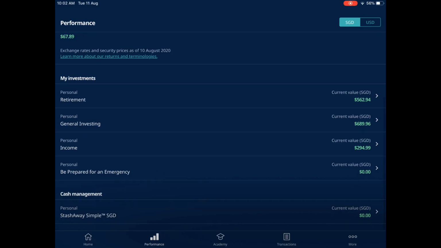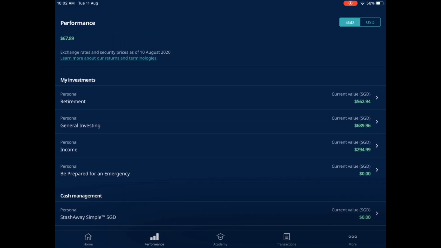So you can see my investments as well. My losing portfolio is the income one, which is mainly on SG REITs, but of course I will just let it stay there and slowly recover, because I opted for reinvesting of dividends. I let it slowly gain back its momentum to bring it to positive. My strong ones would be general investing with 12% risk base, and retirement with 16% risk base.